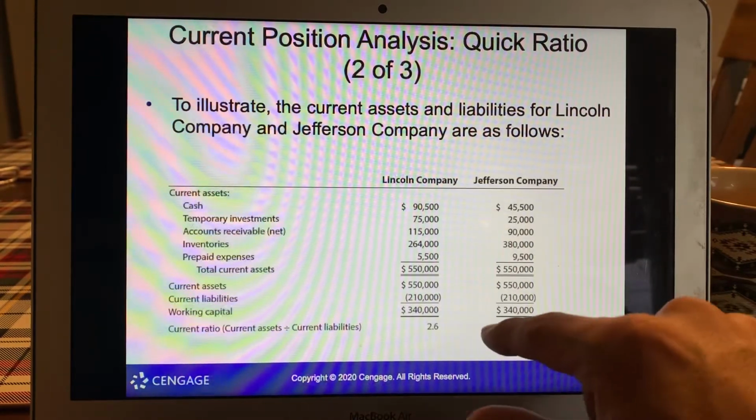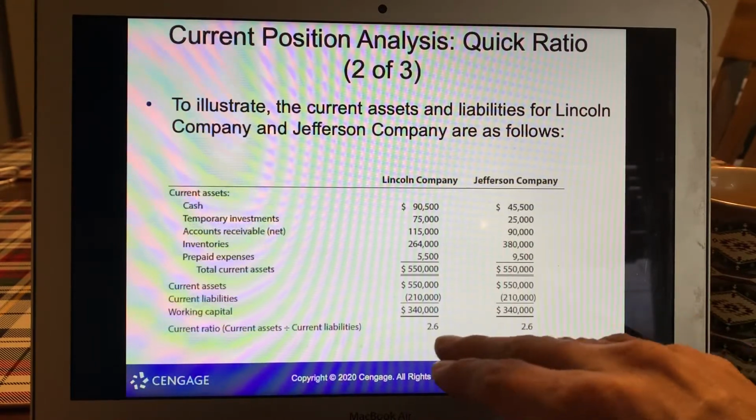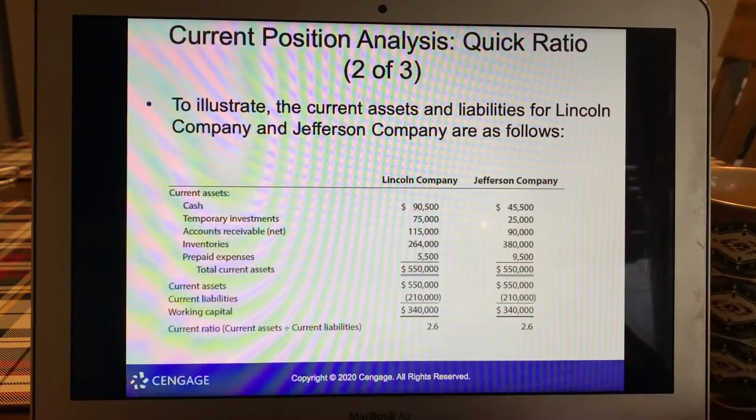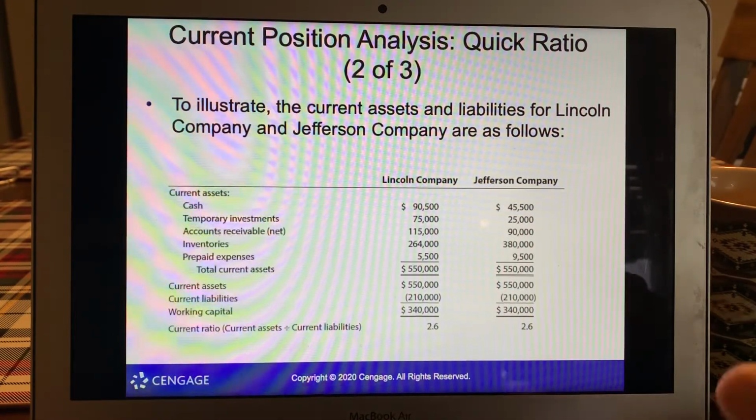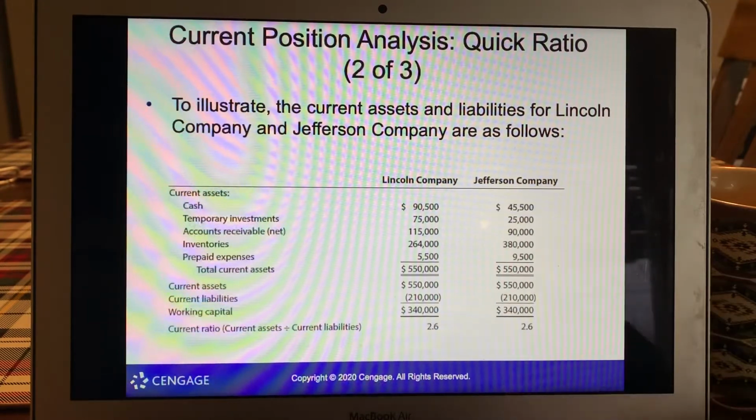But the thing to understand too is a lot of times you want to compare what your company is to the industry. This is just comparing to one company. A lot of times you can say in this particular industry, it's usually a 1.2. So if we're at a 2.6 and the industry is a 1.2, then you're doing better than the industry average.